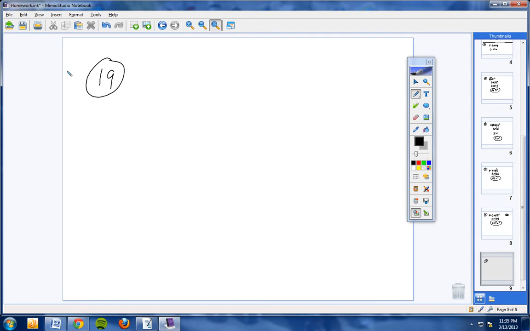For number 19, they give us a diameter of 16 feet. We're going to find the area. That would be pi r squared. Of course, I'm going to put 4. No, not 4. Sorry, I'm going to put 8.